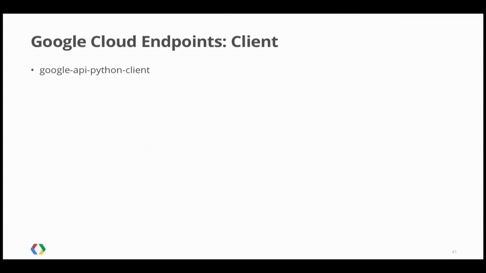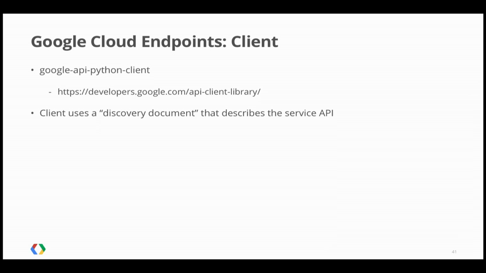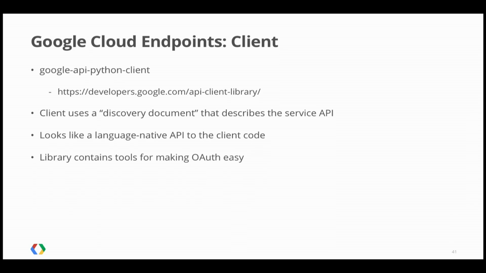All right. So the client, we're going to use the Python client. This is where you go to get all those cool client libraries. I mentioned the discovery document, and for the command line tool, we're actually going to generate the discovery document locally, and then just have that discovery document in a file, so the client doesn't actually have to hit any service to figure out what service it's interacting with. The client library is then going to generate a language-native API to the client code based on that discovery document, and then the library, of course, includes some extra tools to make OAuth easy, so we're going to see that.